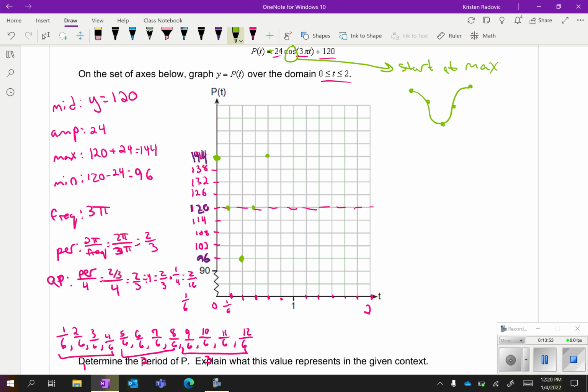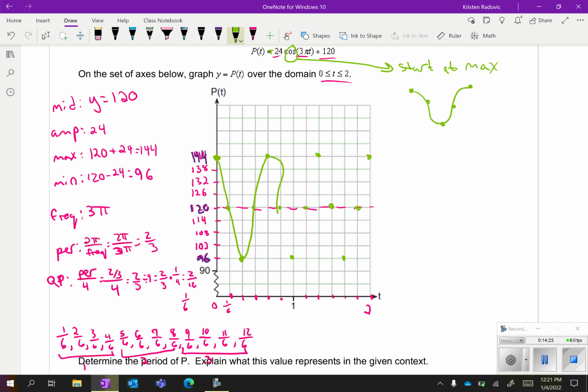Then I'm going to go to maximum, midline, minimum, minimum, midline, maximum. Maximum, midline, minimum, minimum, midline, maximum. And you're going to try to connect it as best you can. And I can guarantee you I'm not going to do a good job of this on the computer.